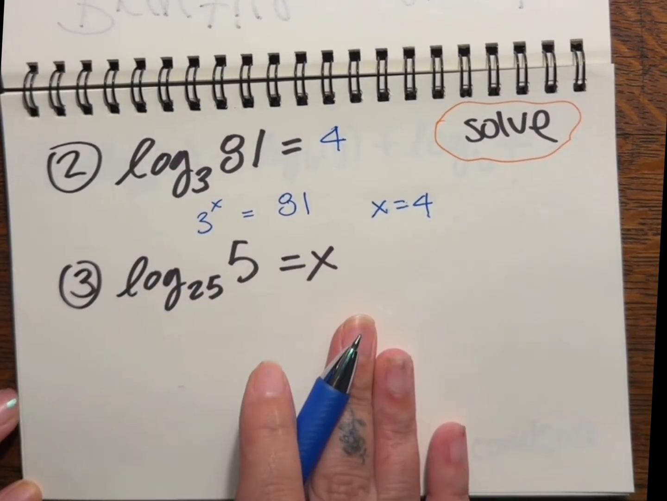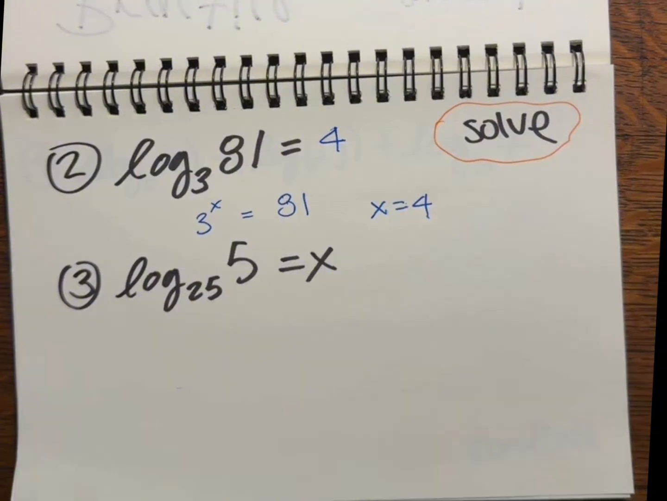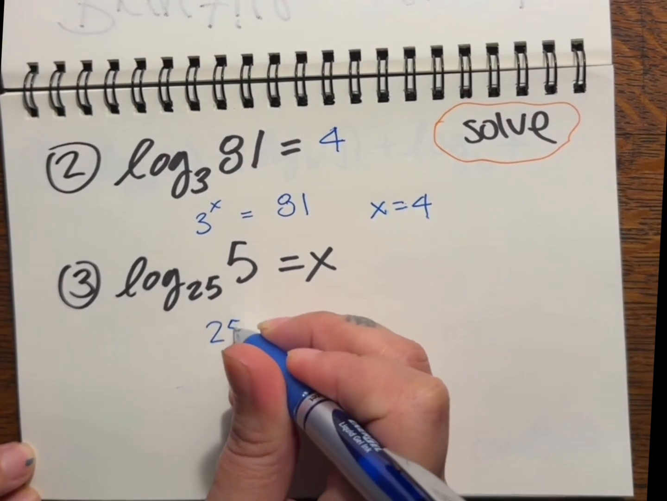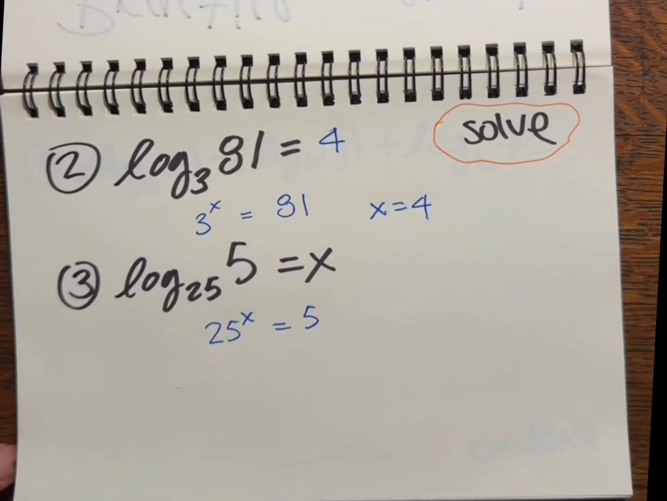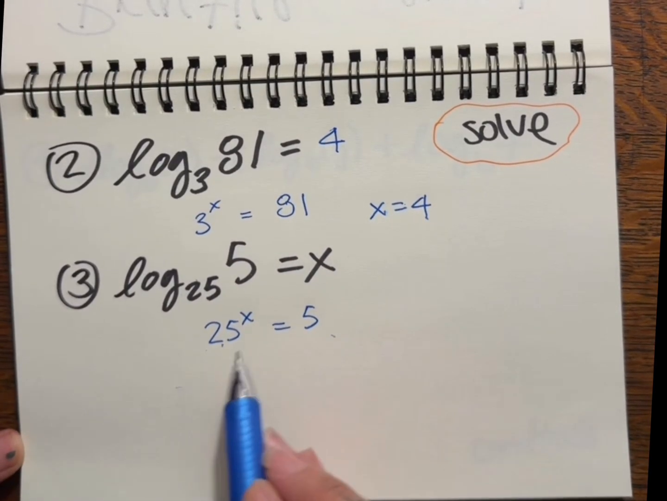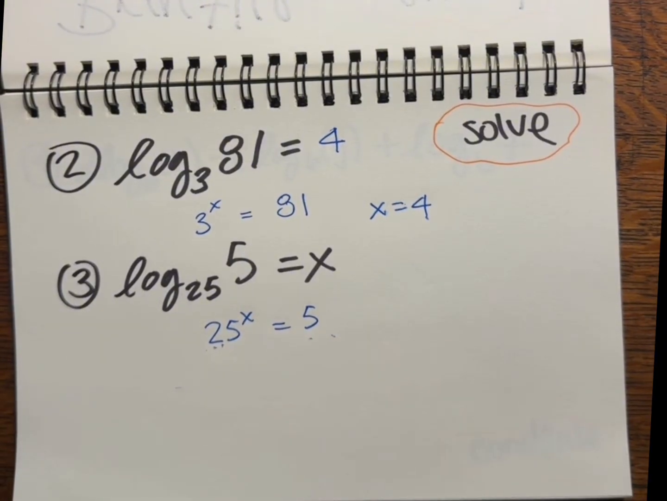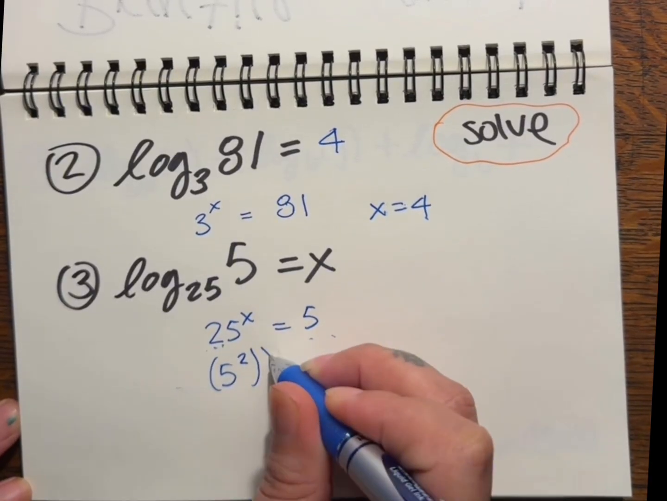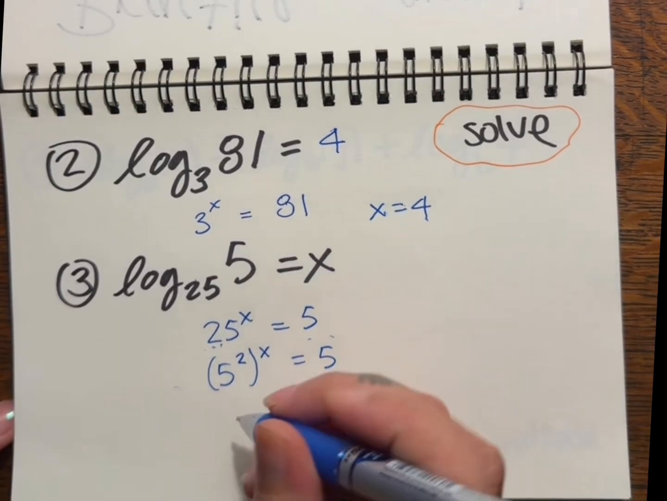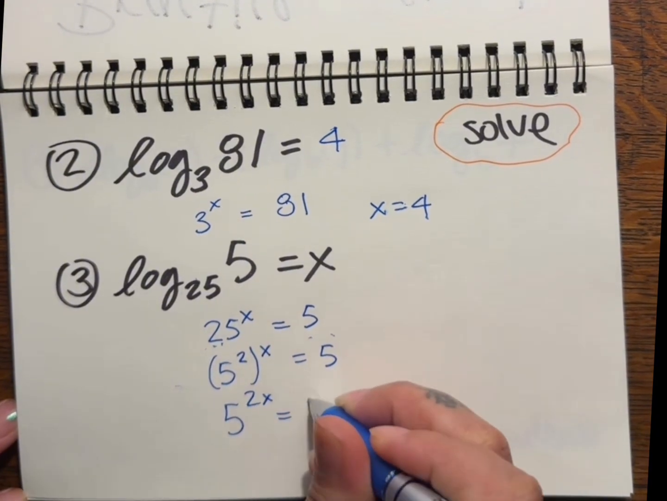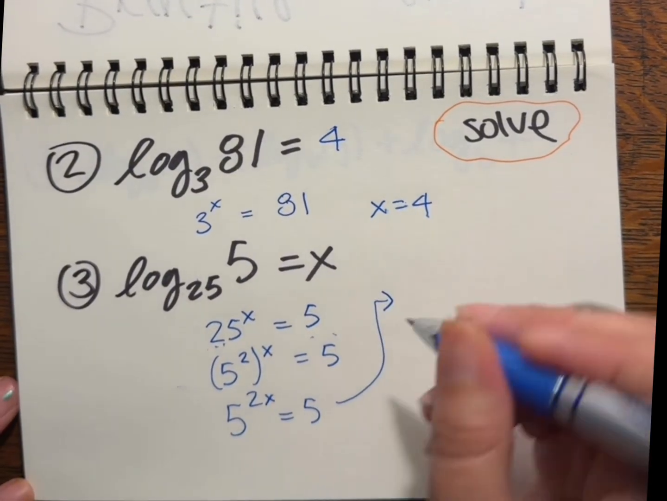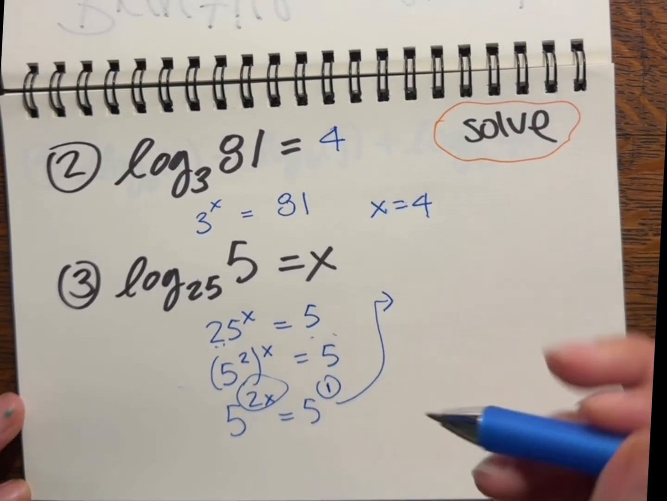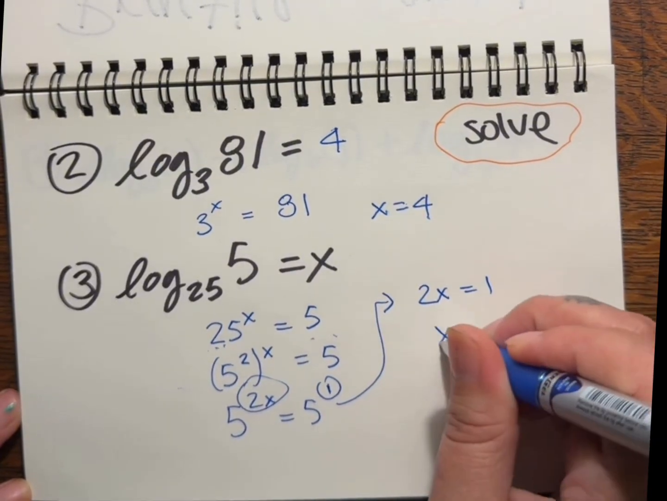And then for this one here, this one's a bit different. It's a bit more work, so I'm going to write 25 to the power of x equals 5. I noticed that I could match the bases, and when we have the same base, the exponents are equal to each other. So I'm going to write this as 5 squared to the power of x equals 5. So this is 5 to the power of 2x equals 5. Since they have the same base, the exponents are the same. So 2x equals 1, x equals 1/2.